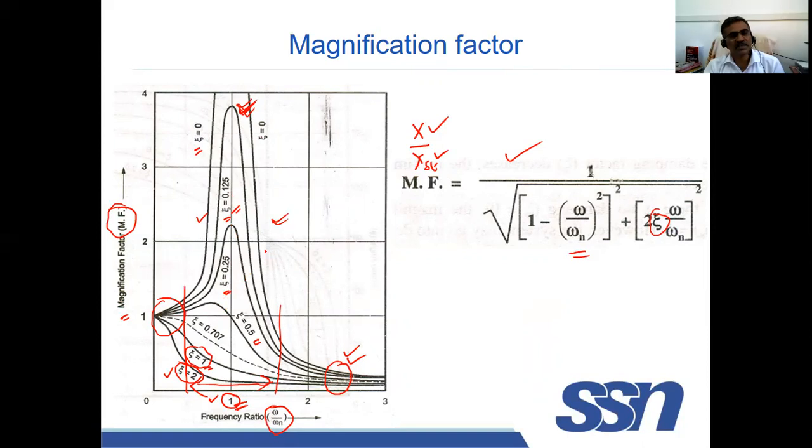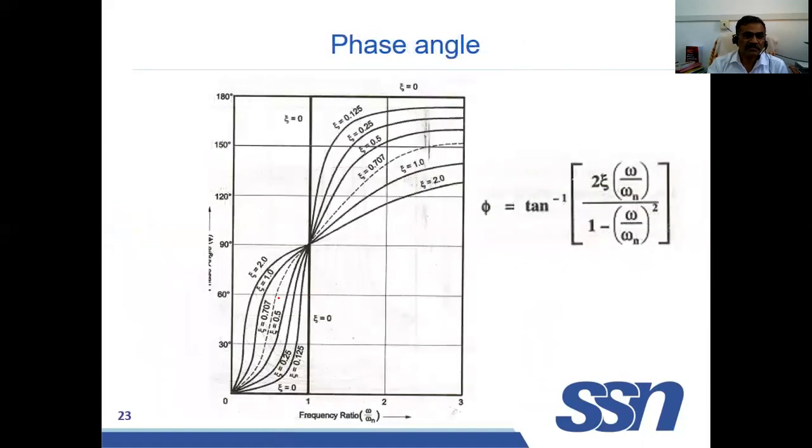So there are two things you can understand. One is, as psi value increases, the x value and magnification factor are decreasing, inversely proportional to damping factor. Another thing is, at resonance, the amplitude of vibration and magnification factor are very high, and below and after that, it is decreasing. That's what you can understand from this graph.